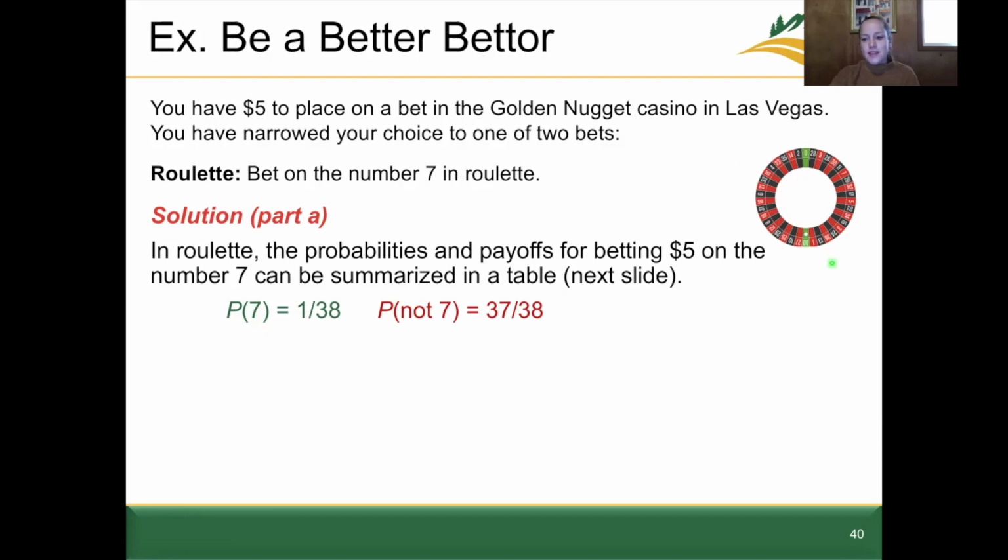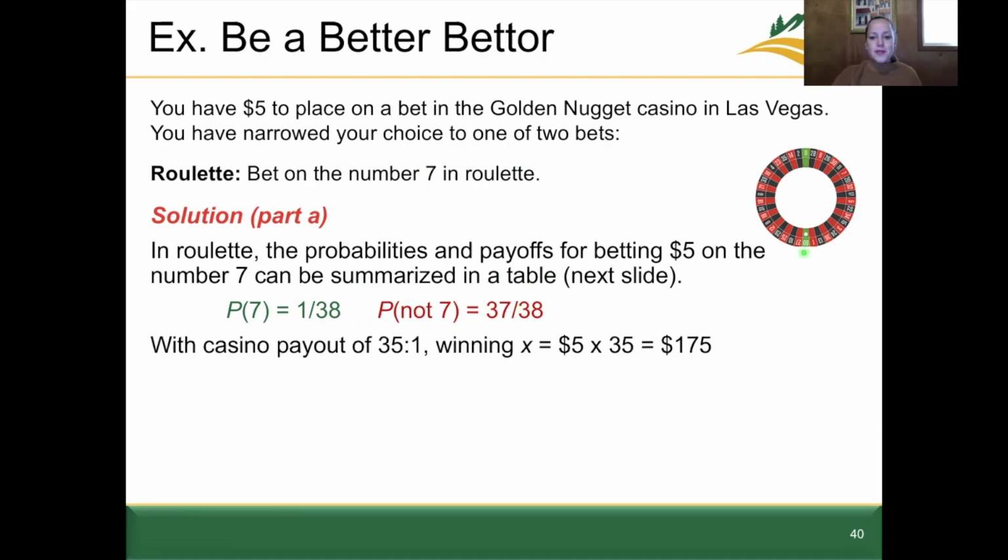out of these 38 slots and the probability of getting not 7, so this complement here. Remember that complement probabilities need to add up to 1. So the probability of getting 7 we just talked about is 1 out of 38. The probability of not getting 7 is 37 out of 38. It's all the other different slots that we could land on.